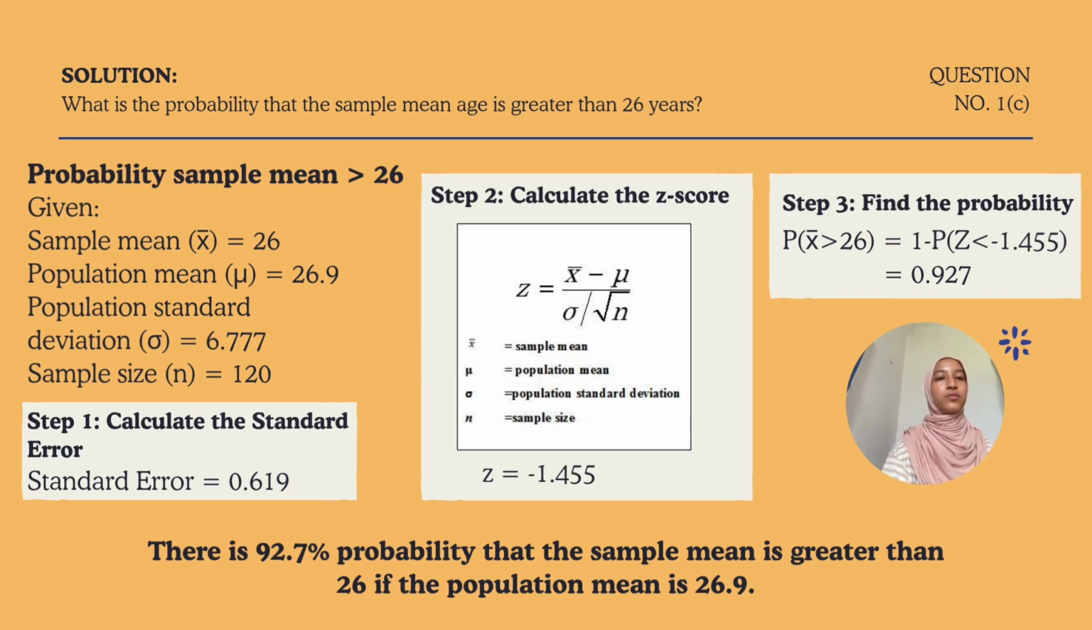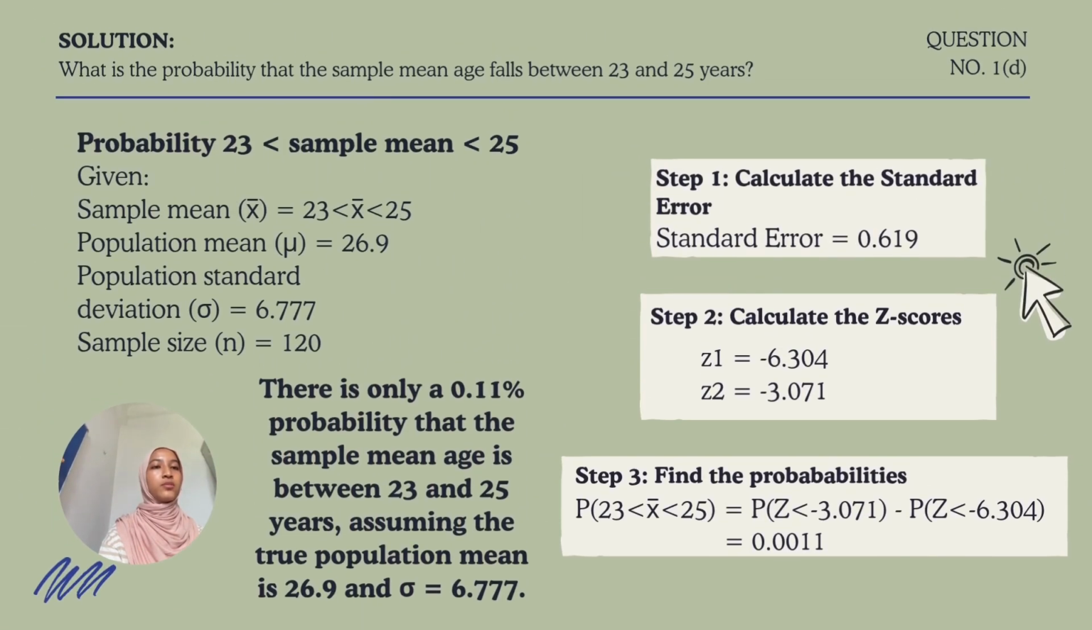Now we calculate the standard error, which is sigma divided by the square root of n, which gives us approximately 0.619. Next, we calculate the z-score and we got z is approximately negative 0.1455. Next, to find the probability that sample mean is less than 26, we use the standard normal distribution, and the formula is 1 minus probability of z less than negative 0.455, so the final answer is 0.927. This means there is a 92.7% probability that the sample mean age is greater than 26 years, assuming the true population mean is 26.9.